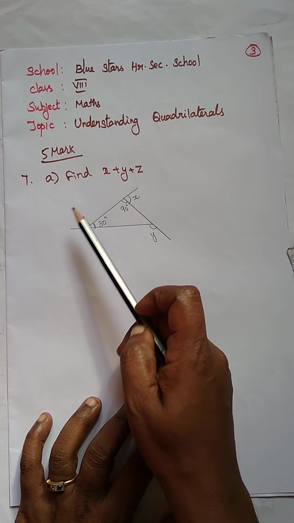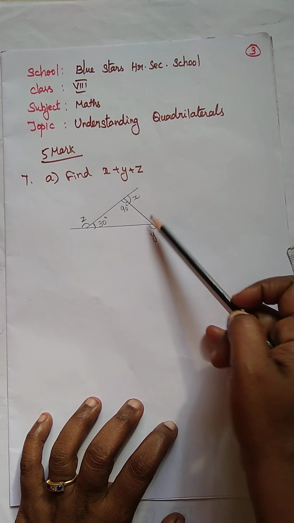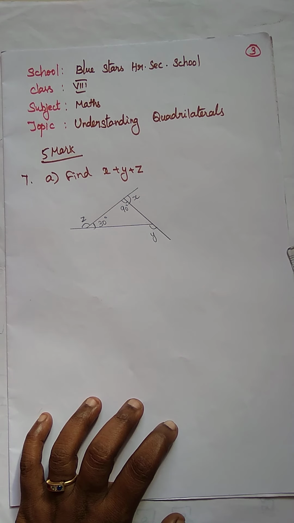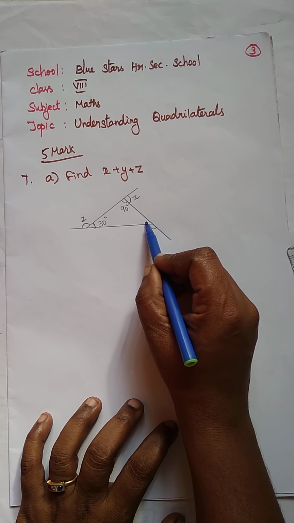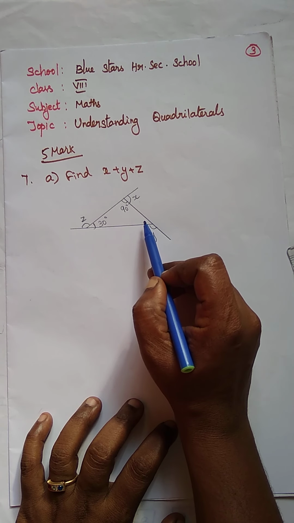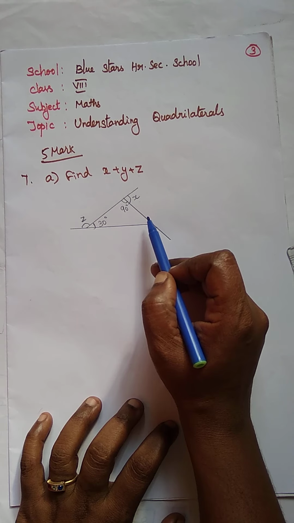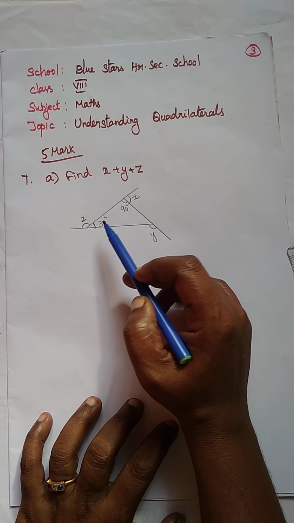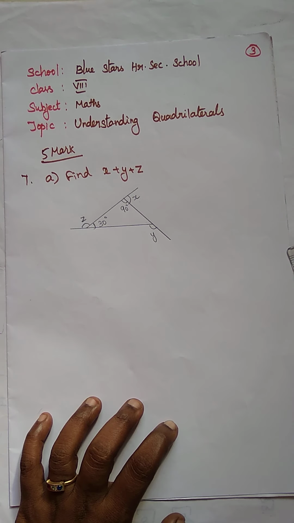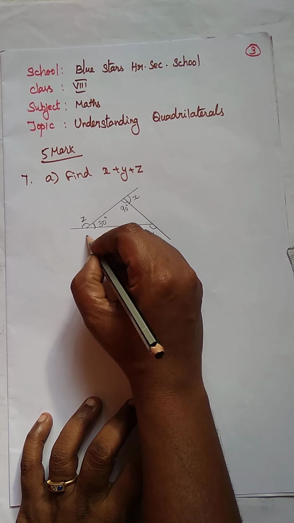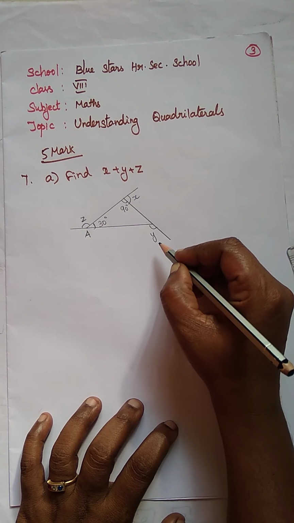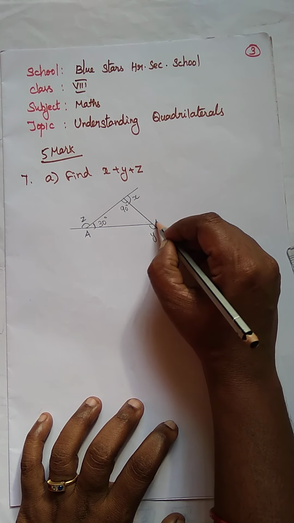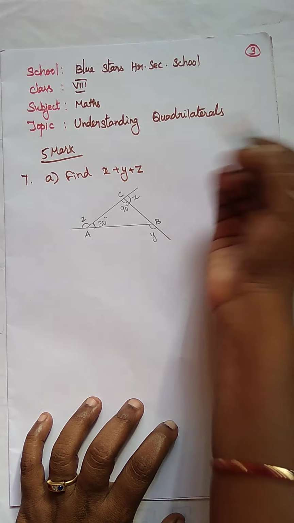So it is a triangle. See the diagram, it is a triangle. Using the angle sum property of a triangle, we find the value of the unknown interior angle. First we find the unknown interior angle, then only we find the x, y, and z angles. We will name this angle A, here it is B, and this one is C.